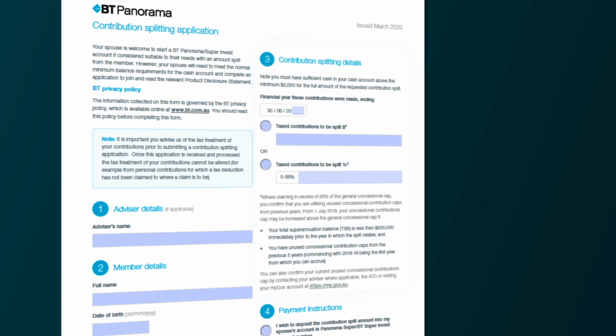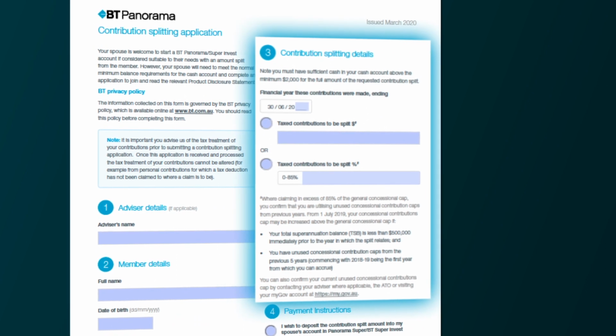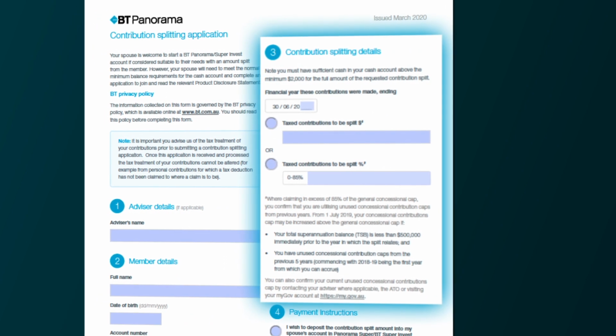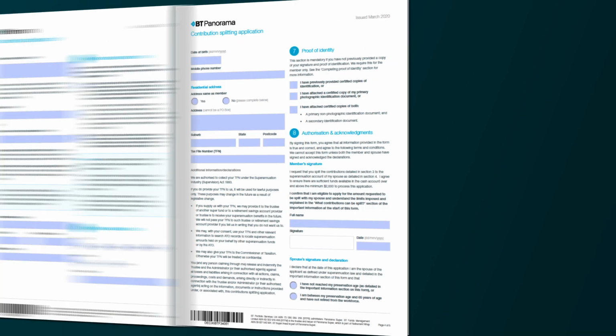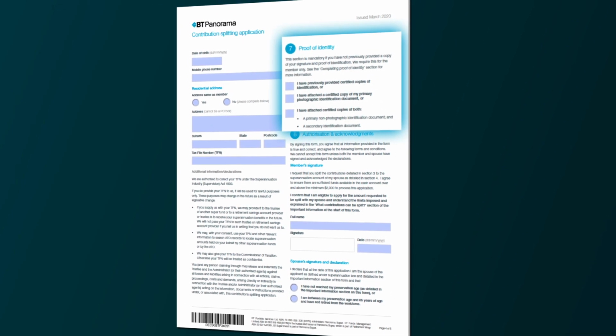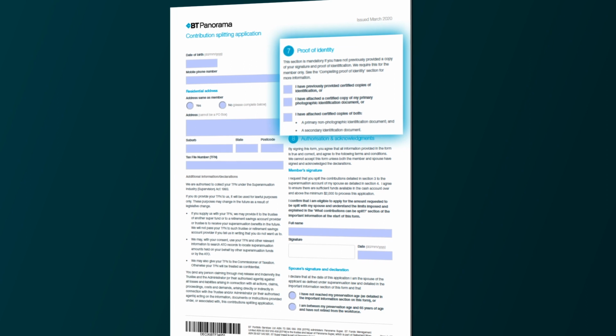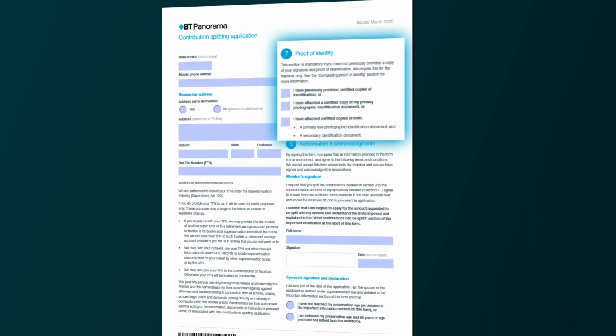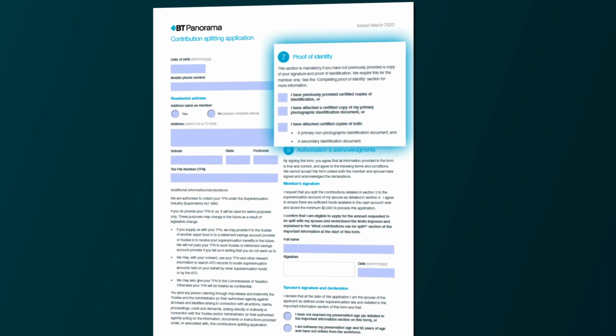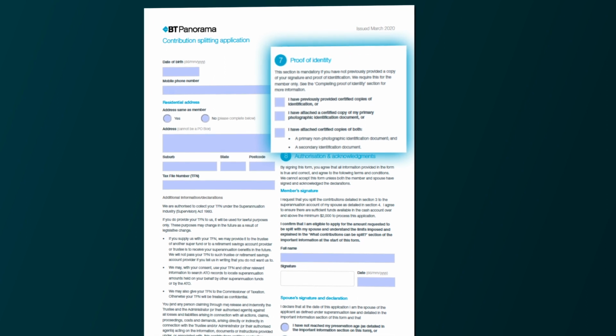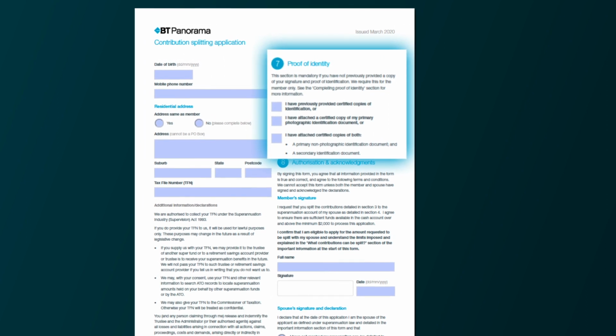Some of the key points worth summarising are: there is the choice to elect a dollar amount or percentage of contributions to be split. Certified ID of the client must accompany the submission, if it has not been previously provided to BT Panorama. Note, in most cases it is unlikely BT Panorama has been provided with client ID previously.